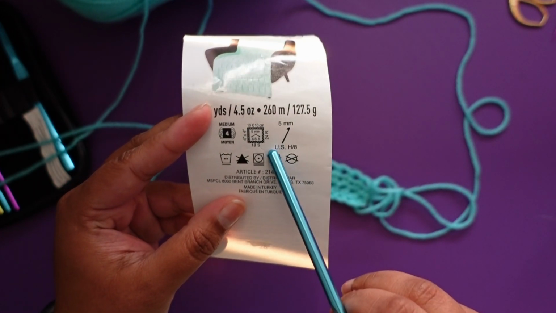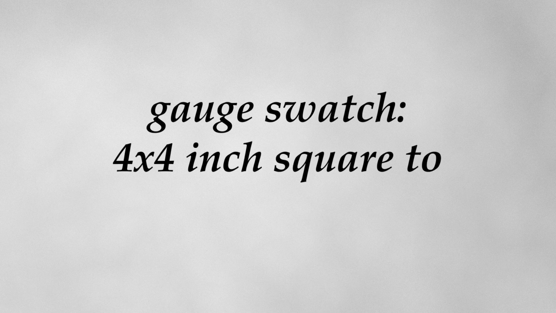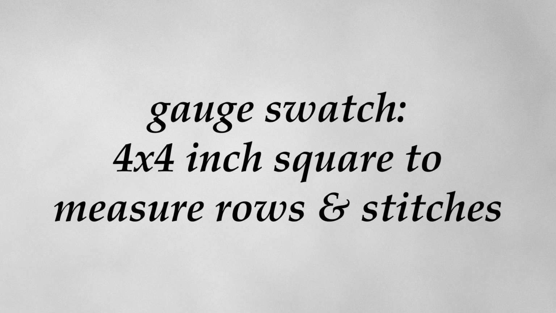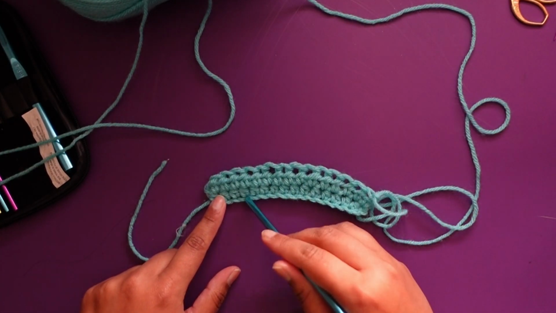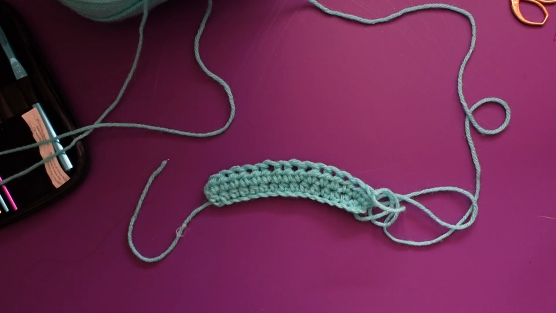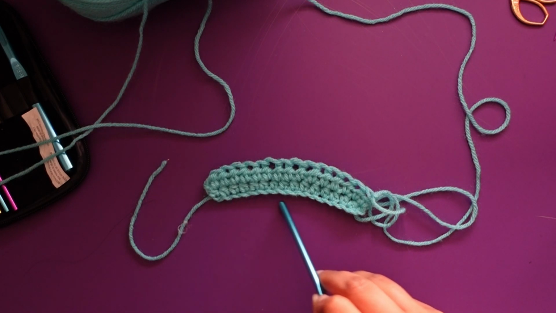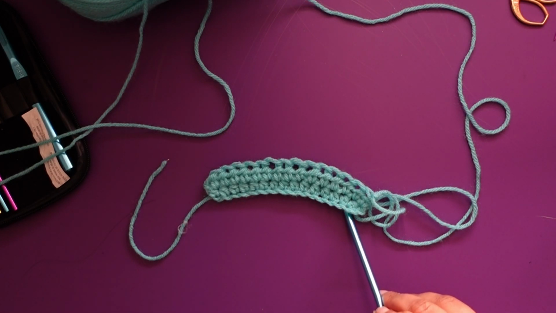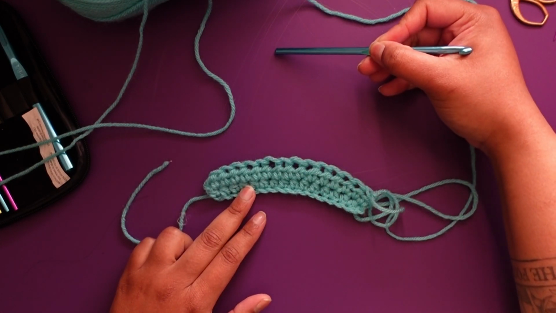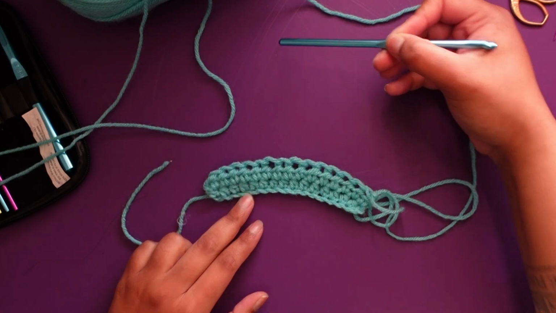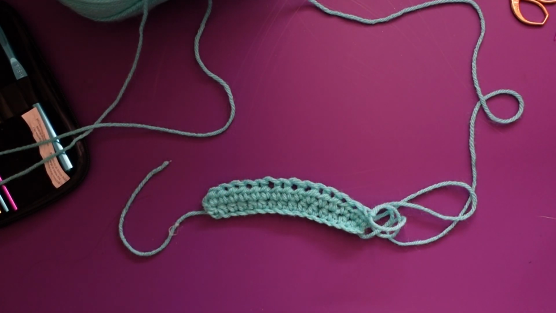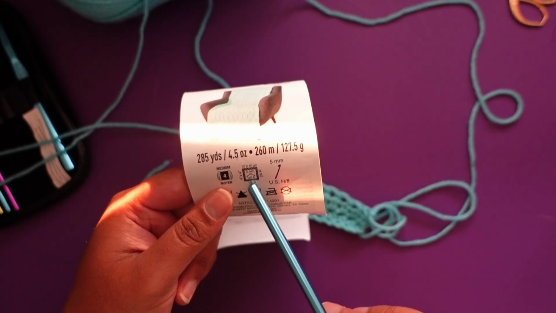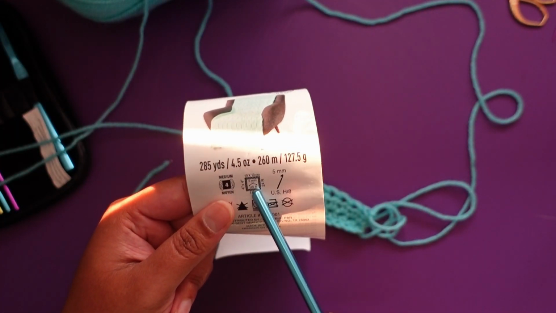This is what I'm talking about. A gauge swatch is a 4 by 4 inch square, which you use to measure your tension. If I made a 4 by 4 square of this in tight tension, I could count how many stitches are along the 4 inches of this square and how many rows I fit into 4 inches of a square. When I look at that, I can understand my tension as compared to the tension that this square talks about.